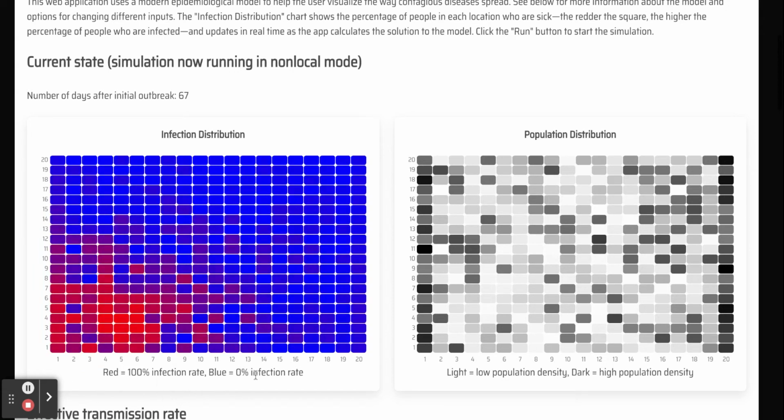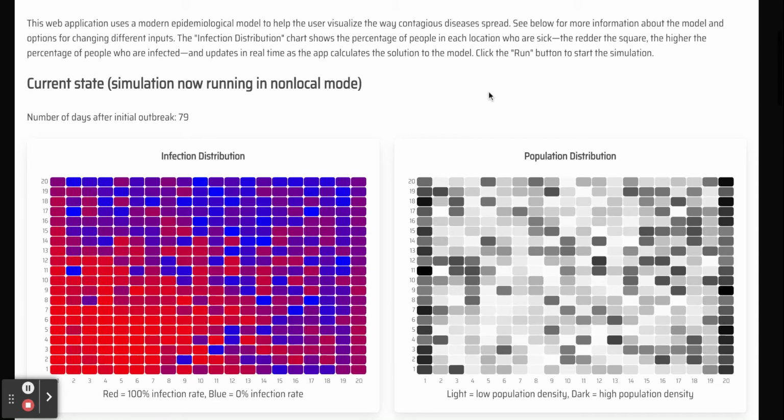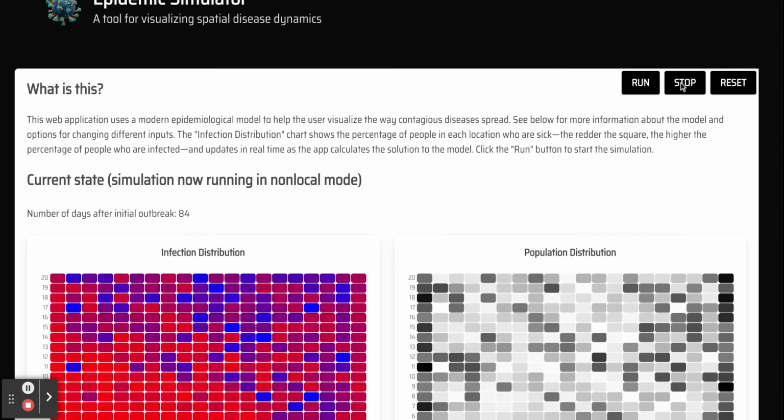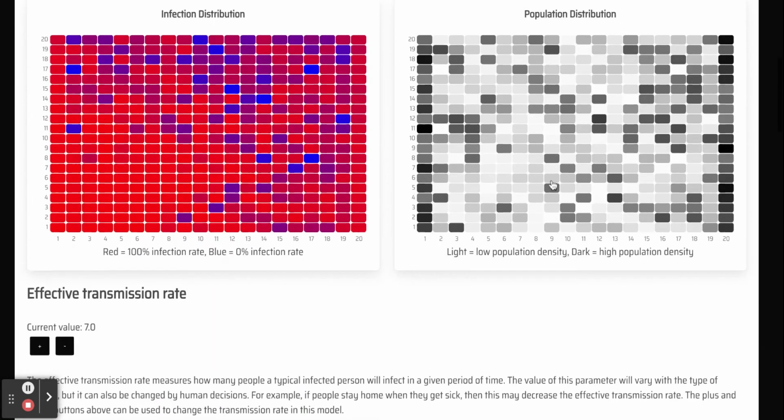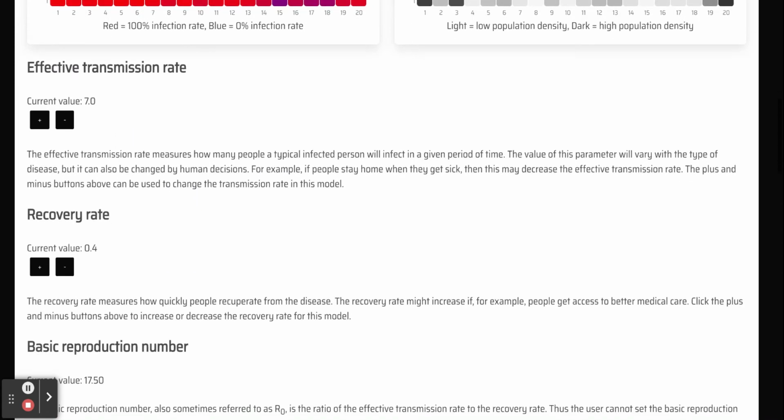And it's spreading in a very uneven way because, again, people move around in a way that depends on population density. This is something that researchers have found by looking at a lot of different data sets. And it makes sense intuitively, I think. People travel to cities more often than they would to sparsely populated areas. So now to pause it, I'm going to click Stop. And now I'm going to show you what happens if you change parameters.